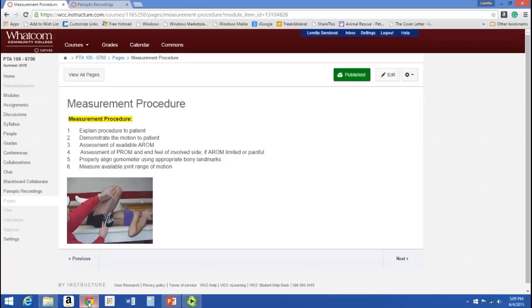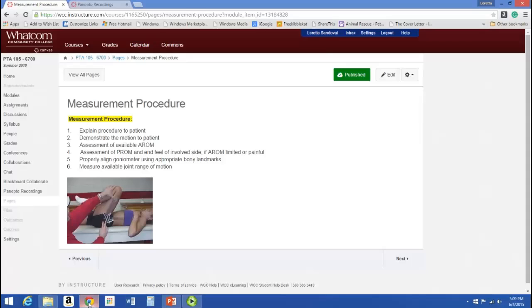Then we are going to assess range of motion and end feel of the involved side. So if active range of motion is limited or painful, passive range of motion is probably going to be a little bit limited too. So we're just going to see, what does it feel like at passive range of motion? What does it feel like at end feel? So up until now, those first 4 steps, we haven't even touched the goniometer yet. We're just assessing, but we have an idea now of how much that person can bend their knee or whatever body part we're working with.